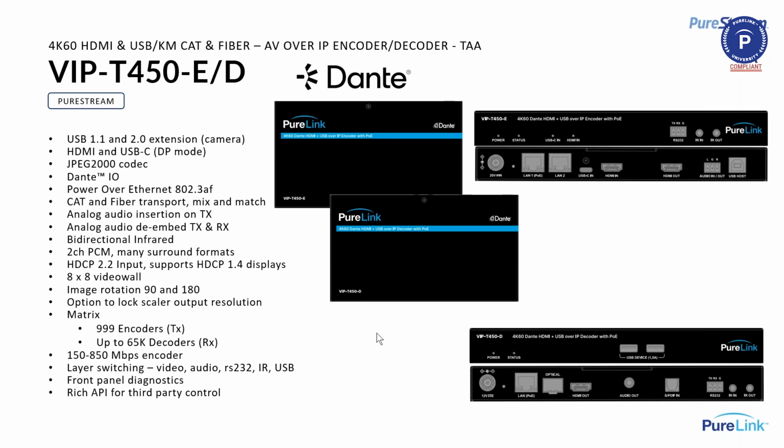And of course, we've got audio insertion on the encoder. We have audio extraction on the encoder, and we have audio extraction on the decoder. We have a built-in scaler on the decoder, allowing you to set the output resolution anywhere up to 4K 60, and you can also do pass-through. We support all the relative HDCP formats, and because of the scaling capability, we can do 8x8 video walls.